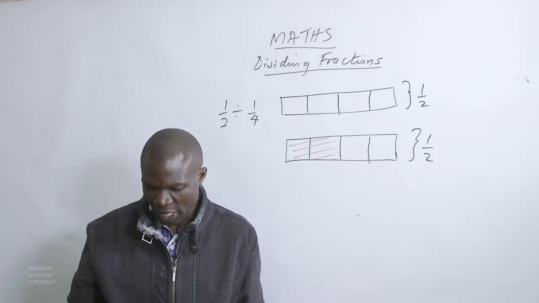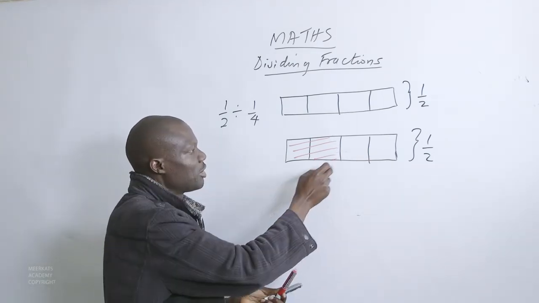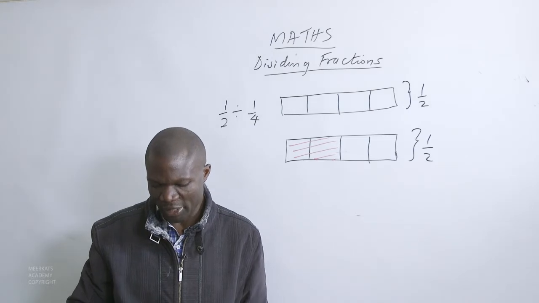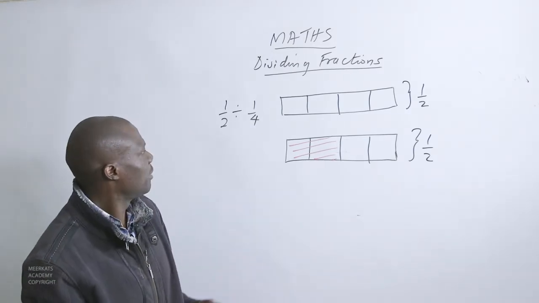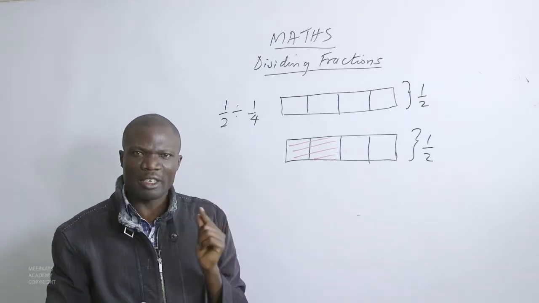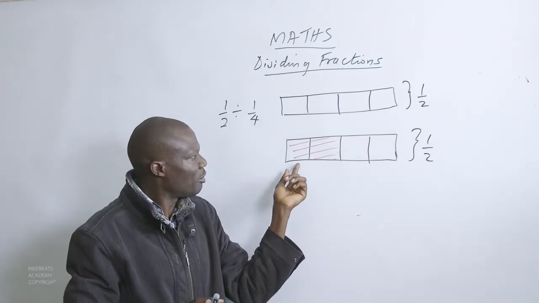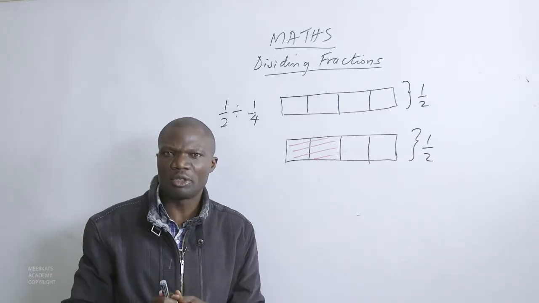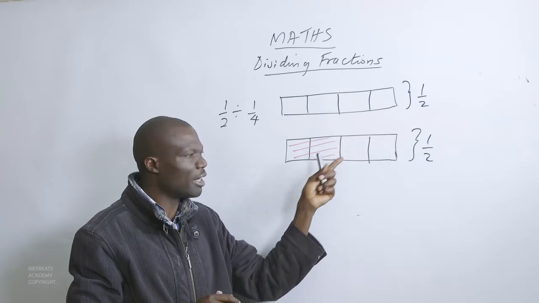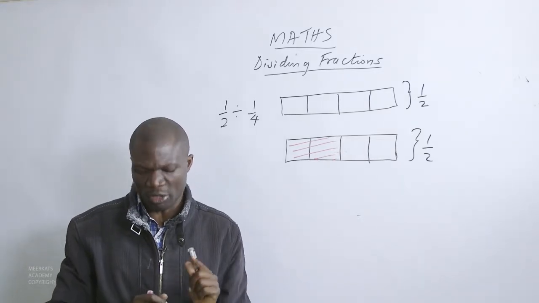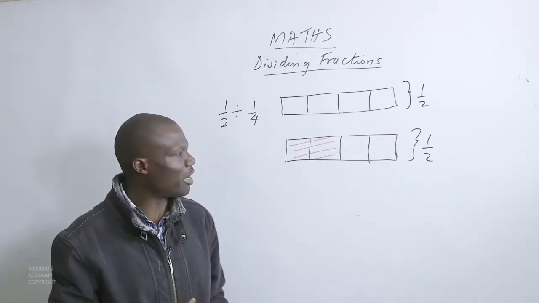That is, we shall have 2 of the halves being chosen. Now what has happened here? We find that when we are dividing a half by a quarter, we have got only 2 units of the whole half strips that we had. So how do we simply apply this?